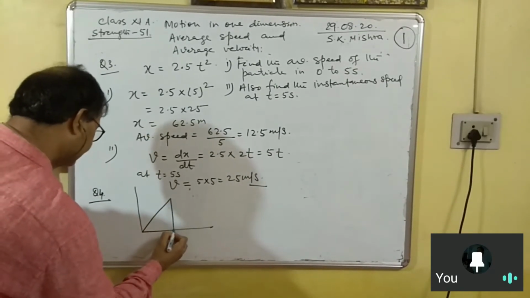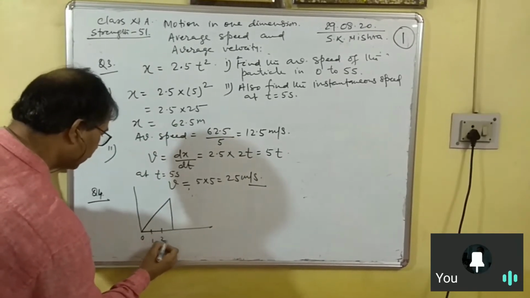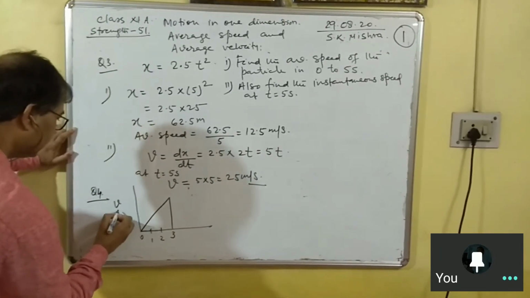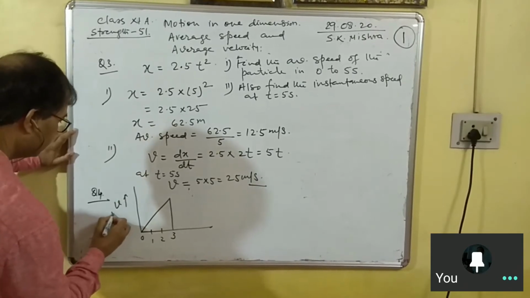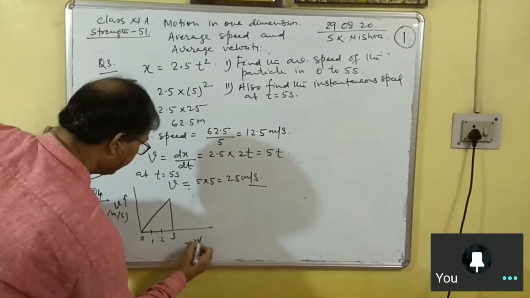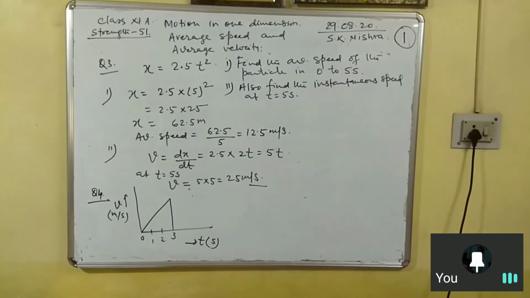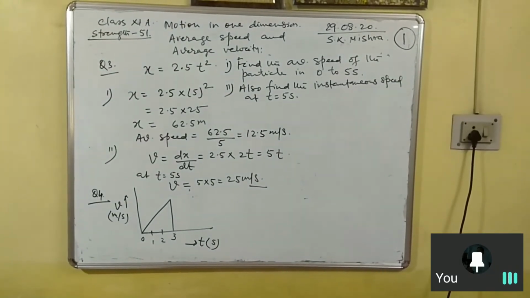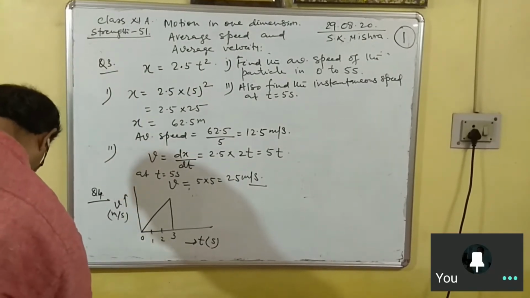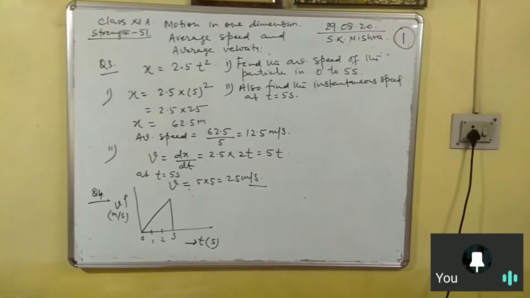It's like this. If this is 0, this is 1, this is 2, this is 3. And on this side you have taken speed in meter per second, and on this side you have taken time, t, in second. Now you have to find the distance covered by the particle in 3 seconds, during the time interval 0 to 3 seconds.